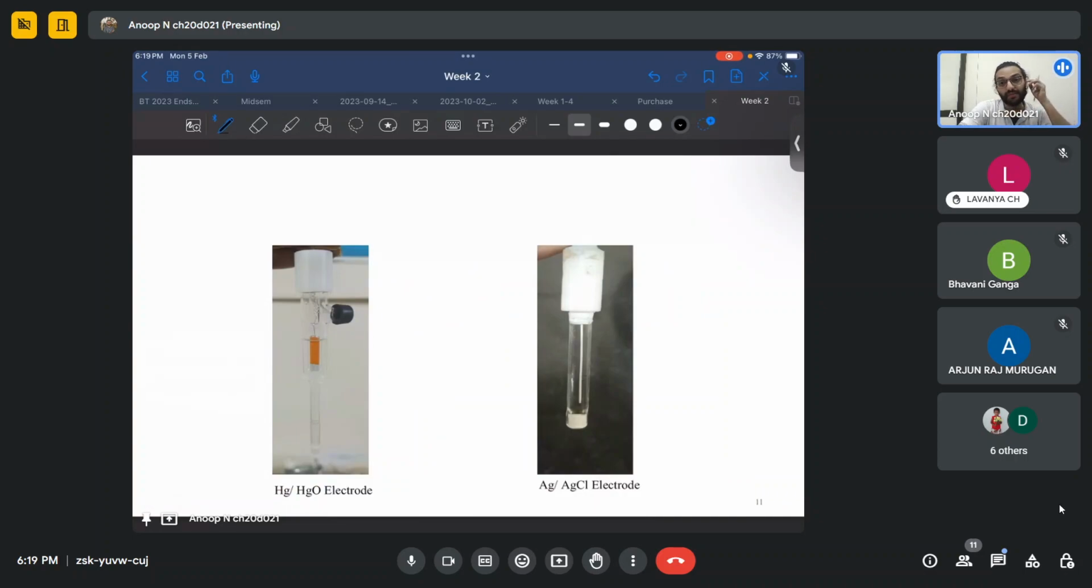This is what it really looks like. This is Hg/HgO. This is another type of electrode, similar to the Hg2Cl2 electrode. Then another is AgCl. This kind of electrode we can easily make in our own lab.